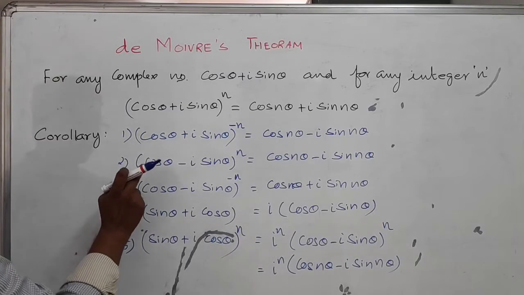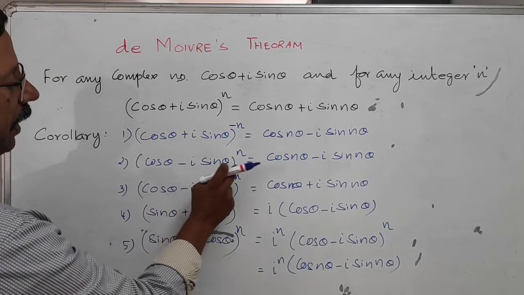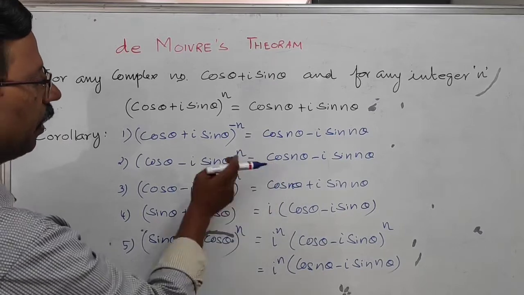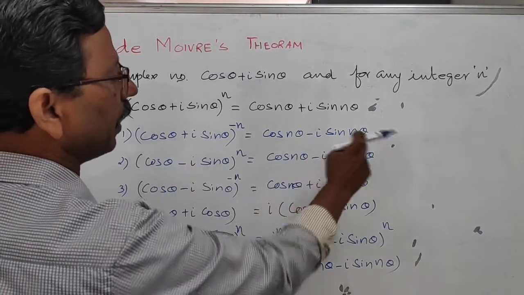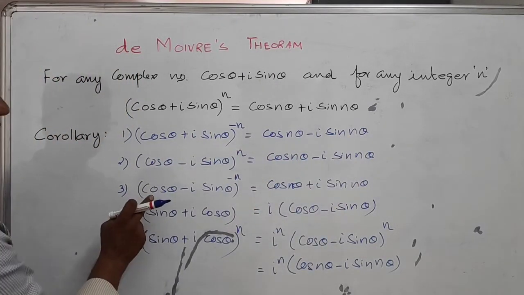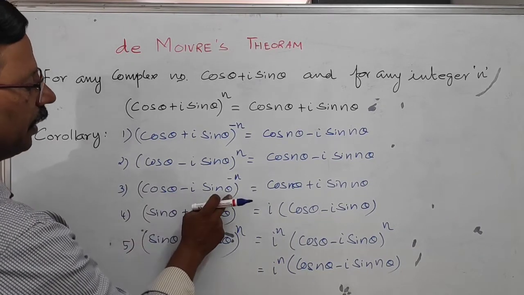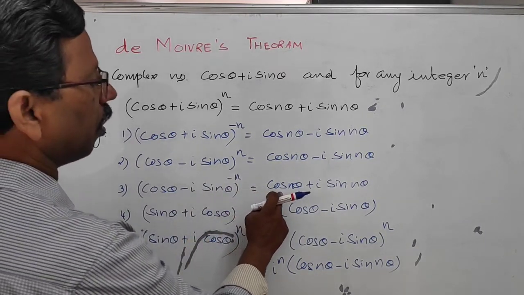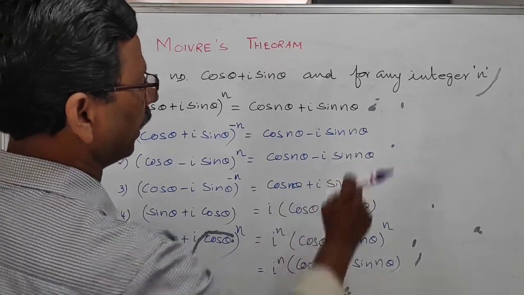Now here (cos theta minus i sin theta) whole power n is nothing but cos n theta minus i sin n theta. Next one, (cos theta minus i sin theta) whole power minus n is equal to cos n theta plus i sin n theta.